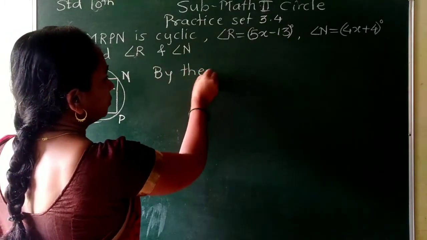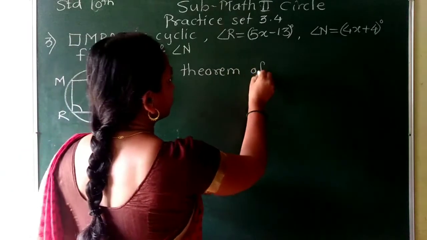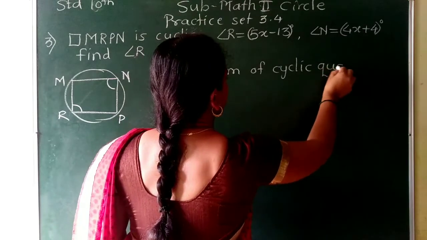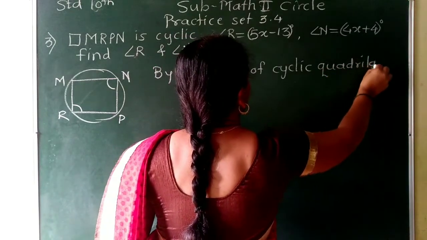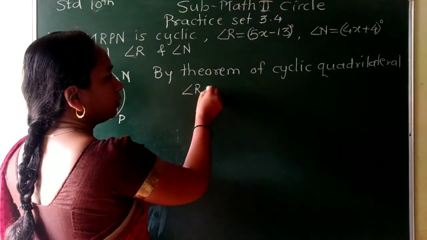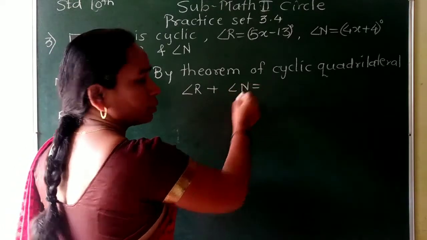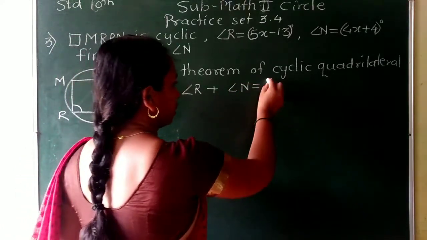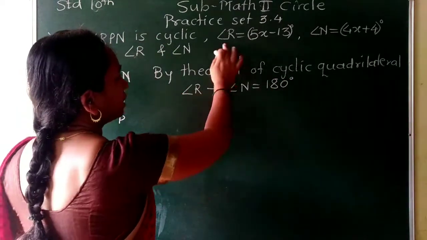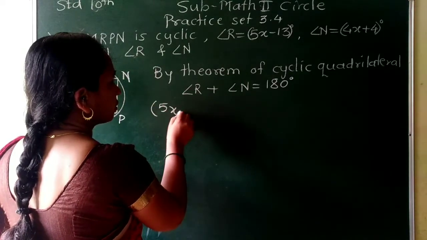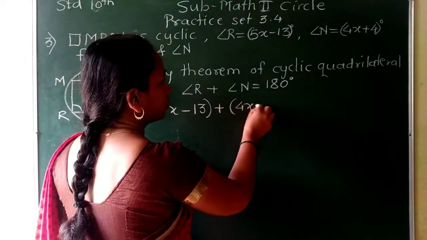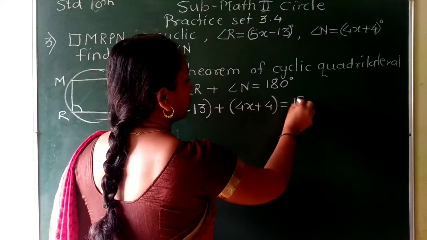So by the theorem of cyclic quadrilateral, we get angle R plus angle N are supplementary. Supplementary means their addition is 180 degrees. Angle R's measurement is given as 5x minus 30. Angle N is given as 4x plus 4. Their sum is equal to 180 degrees.